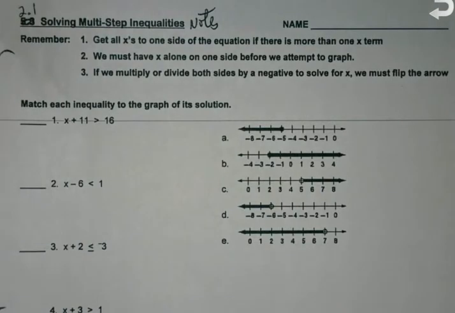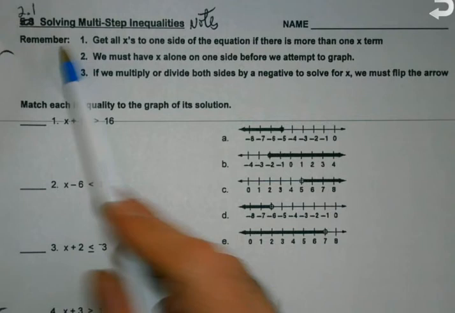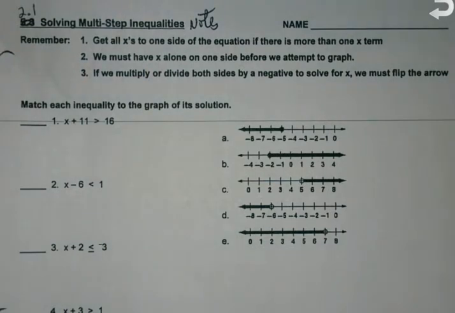Back on Wednesday, how we would figure out what direction the arrow goes, whether it's open or closed circle and all that other stuff. If you missed any of that, I've got some copies over in the folder from Wednesday, and you can always get that from there. But whenever we're getting these done, we've got to have all of our x's on one side, we've got to have it alone, and then if we multiply or divide by a negative, we've got to flip the arrow.